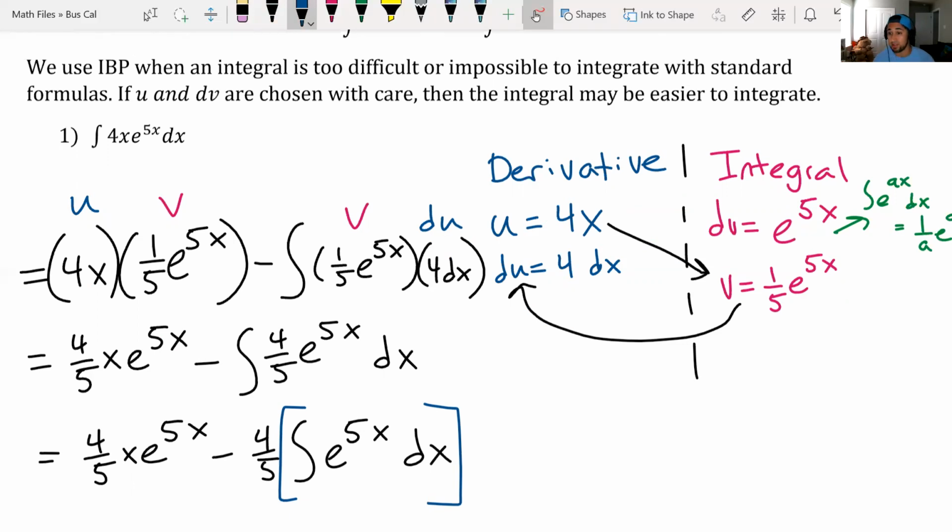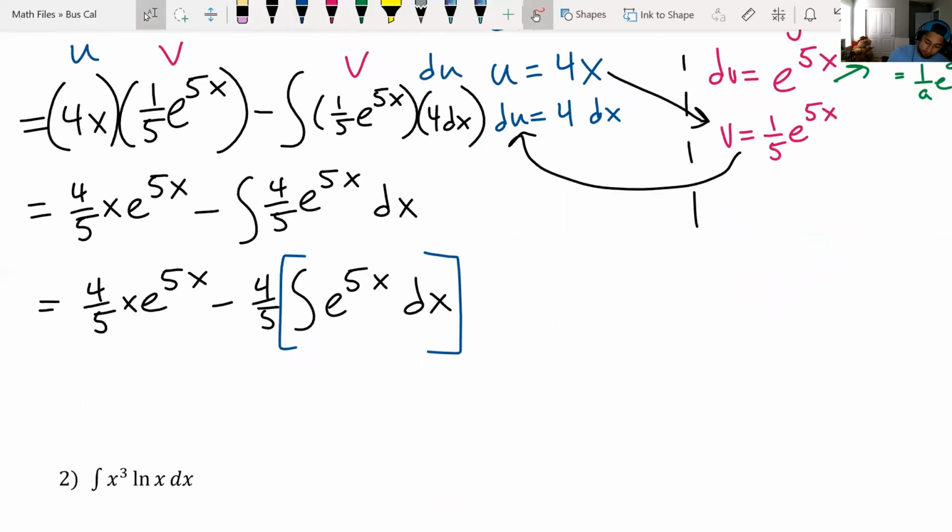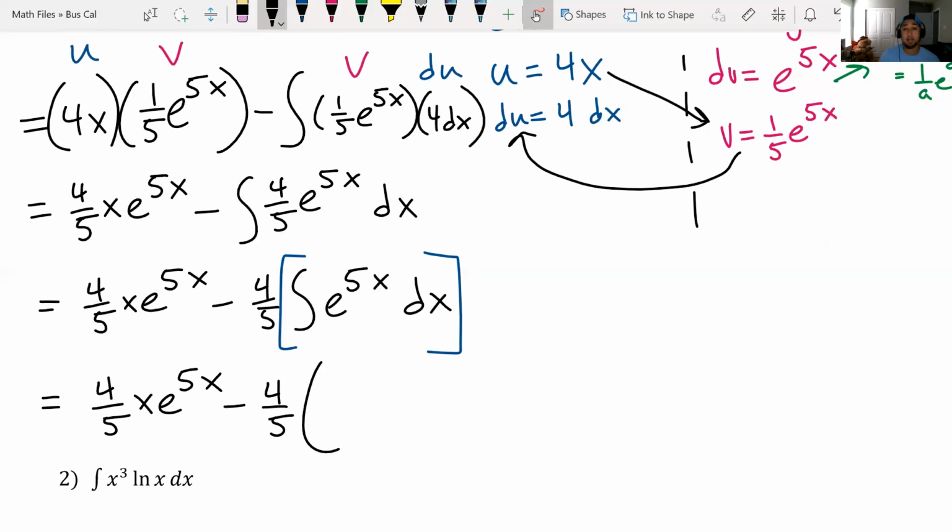Did we already do the integral of e to the 5x? We have. We did it up here. The integral of e to the 5x is, again, 1/5 e to the 5x. So this will become 4/5 x e to the 5x minus 4/5 times the antiderivative of e to the 5x, which is, again, 1/5 e to the 5x.